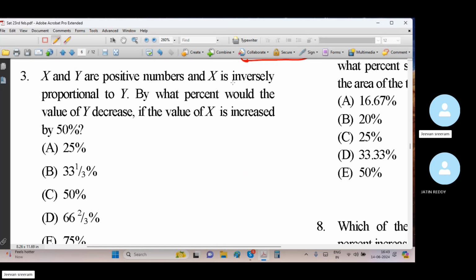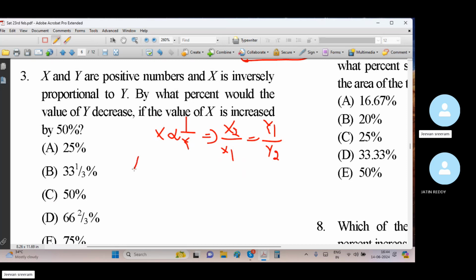X and Y are positive numbers and X is inversely proportional to Y, which means X2 by X1 is equal to Y1 by Y2. Please remember inverse proportionality, the ratios must be like this. X2 by X1, final value of X by initial value of X1, is equal to initial value of Y divided by final value of Y. Okay?